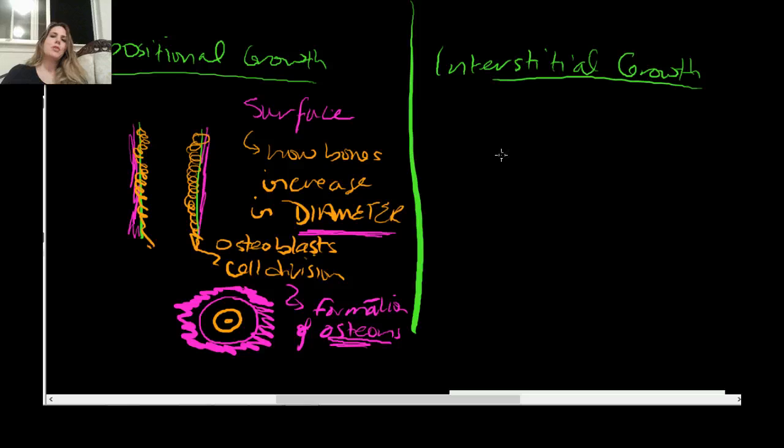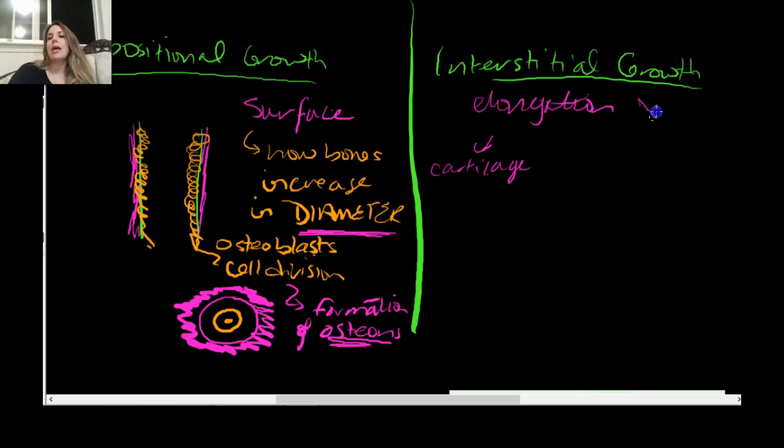Now let's contrast this with interstitial growth. Interstitial growth, we're talking about elongation, kind of like we just talked about. But there's really two categories of this. You have how this happens in cartilage and how this happens in bone. And this is kind of a misnomer, because even with bone, it's not actually happening in the bone. It's happening with those epiphyseal plates, which are made out of cartilage. So there really is no interstitial bone growth, even though they'll tell you there is. It's all about cartilage.